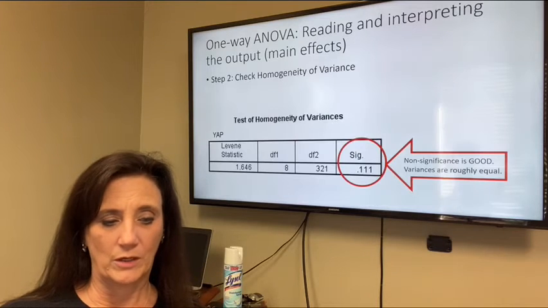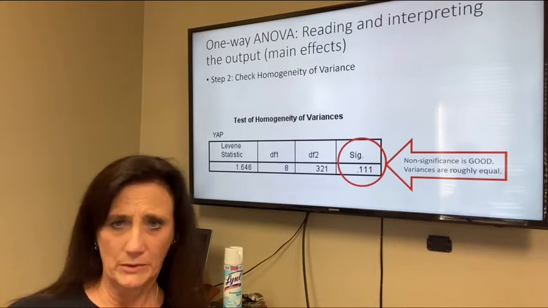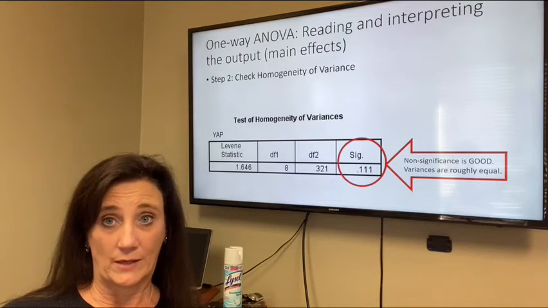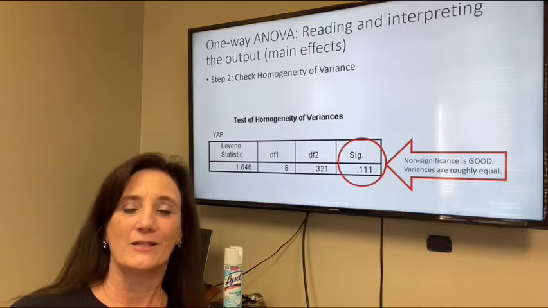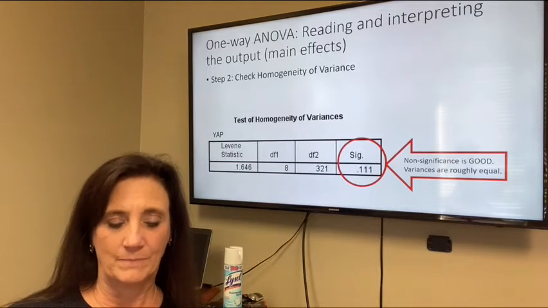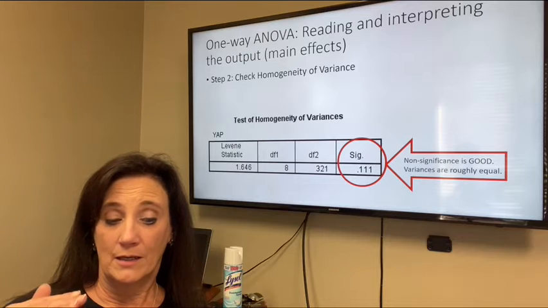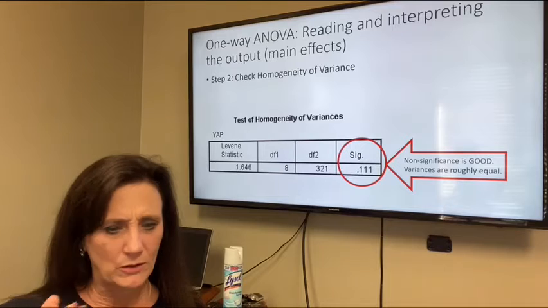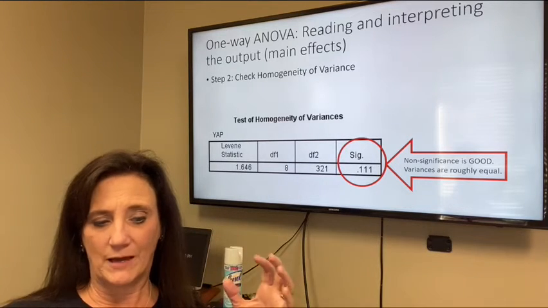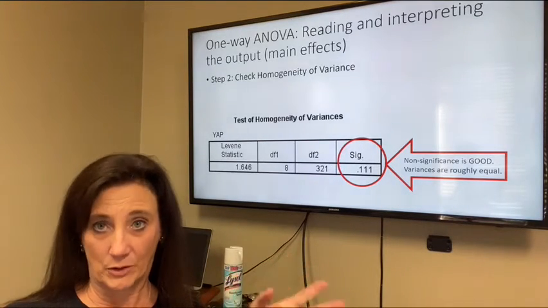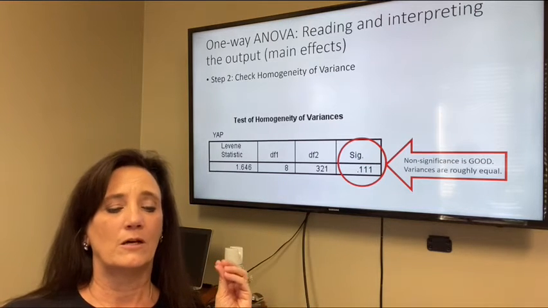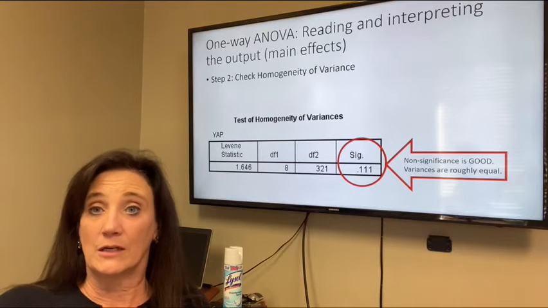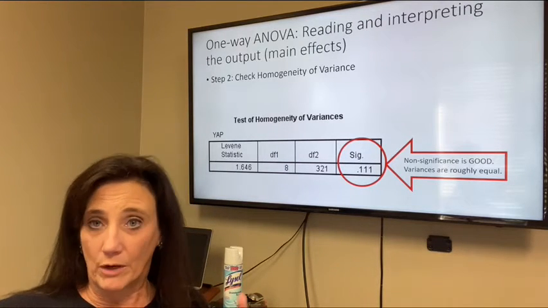All right, so we went ahead and we ran our one-way ANOVA. The first thing you always do is check, after you look at the means, the homogeneity of variance. Notice that it says the p-value is equal to 0.111. That's a good thing. You want the p-value on your Levene's test of homogeneity of variance to always be greater than 0.05. That indicates that variances among the groups are roughly equal.